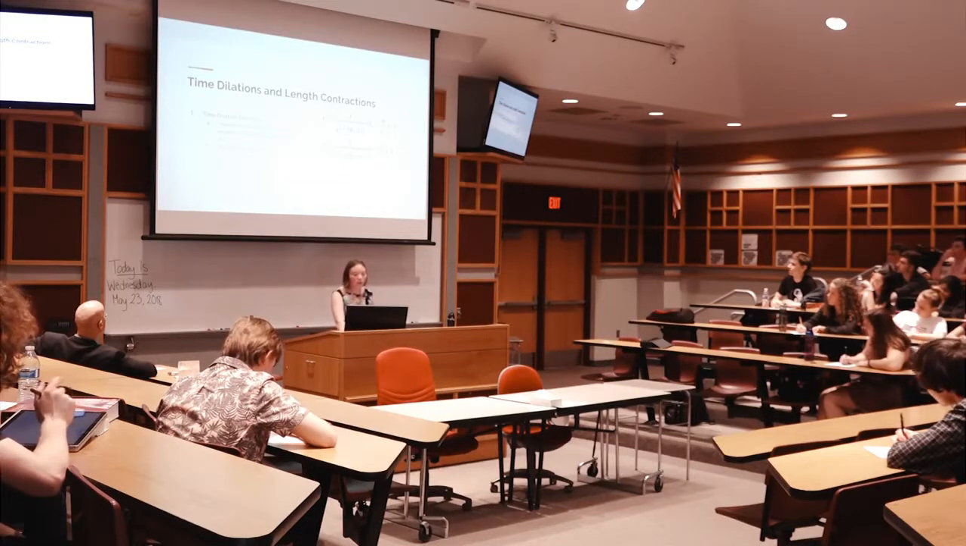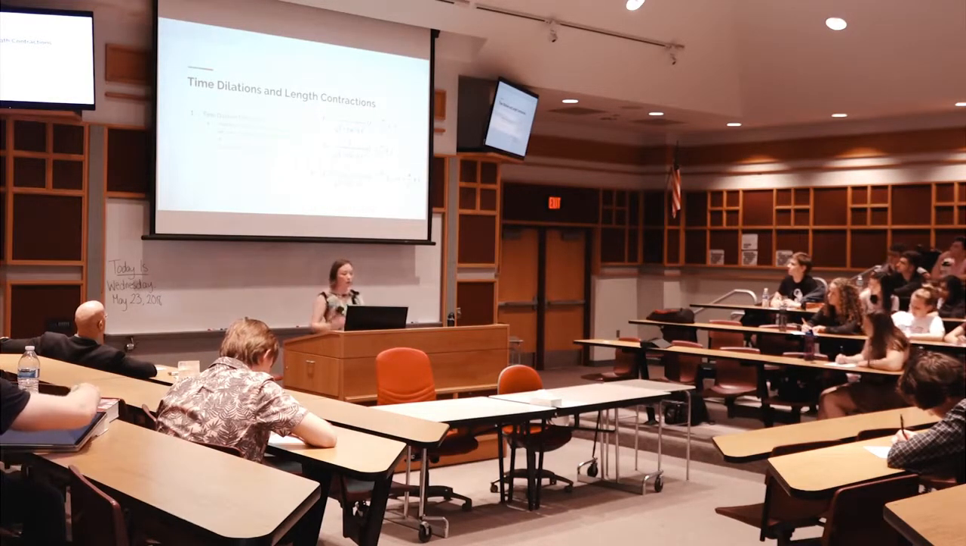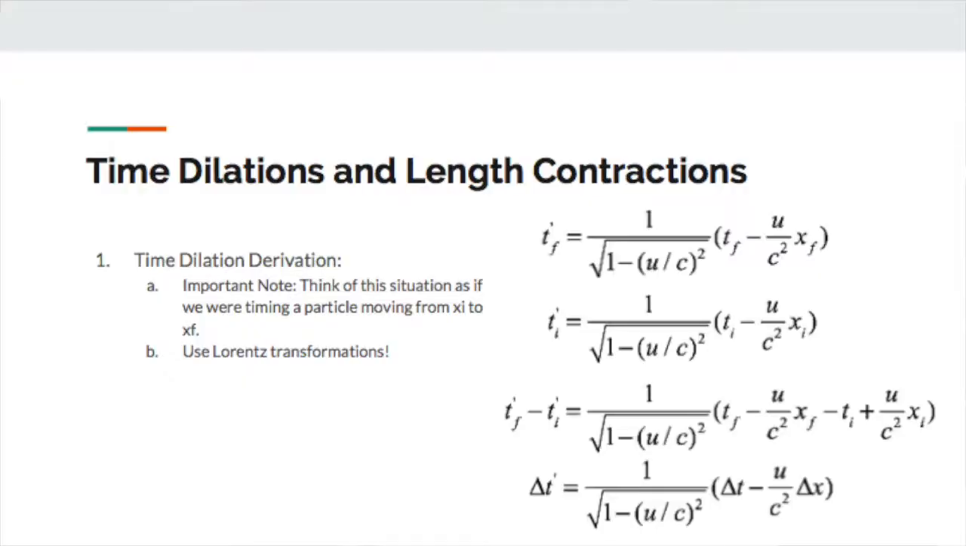Now, in order to find delta t prime, which would be the time that we think passes for the particle, we would just subtract the two equations. We factor out the common factor, and then we have all this stuff in here. And then we just combine tf prime minus ti prime into delta t prime. So now we look at this, and we look at what delta x means. Delta x is the distance that the particle travels in a given time, delta t, in our reference frame.